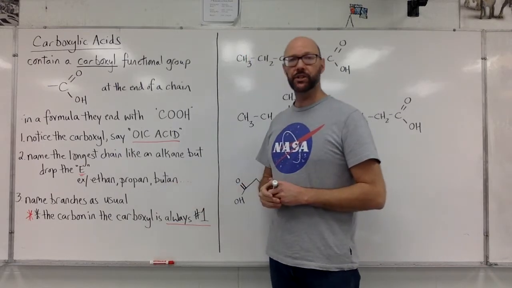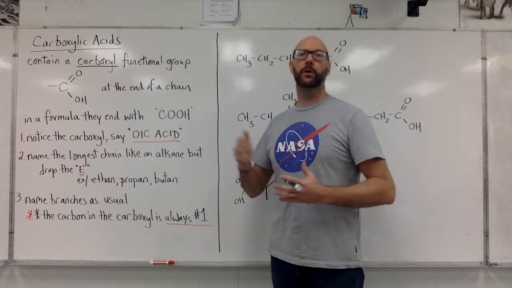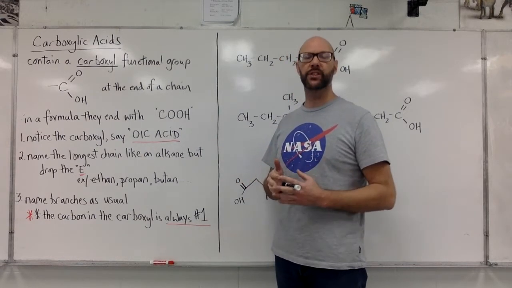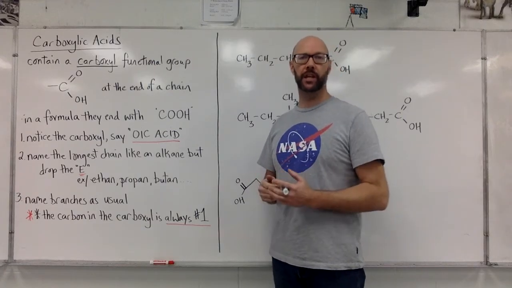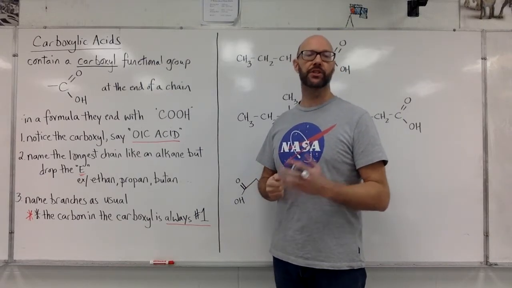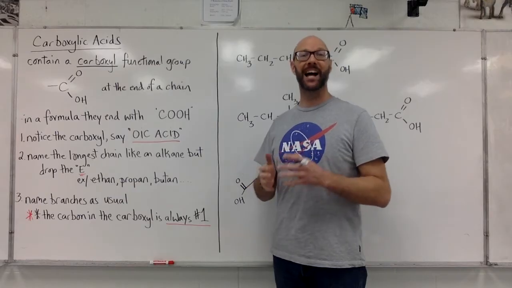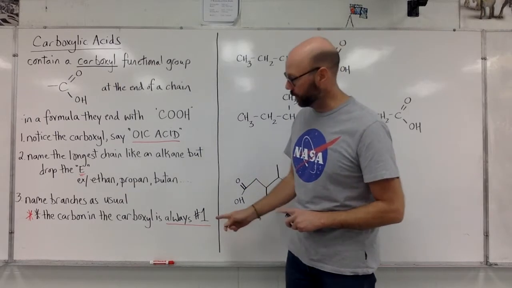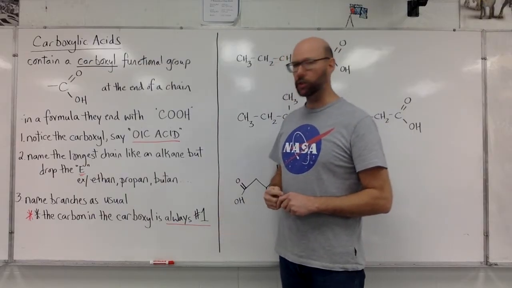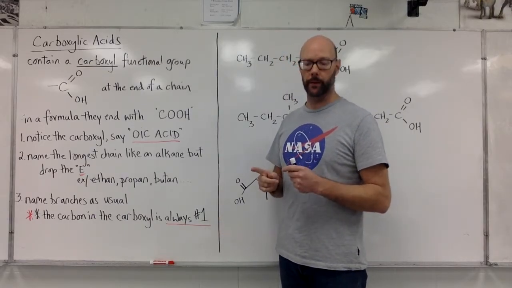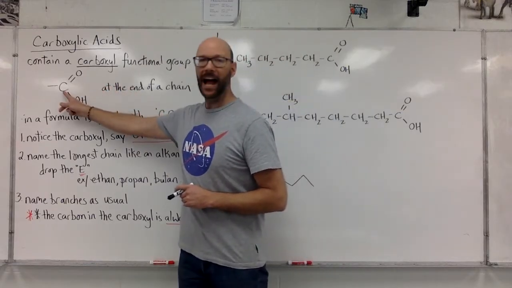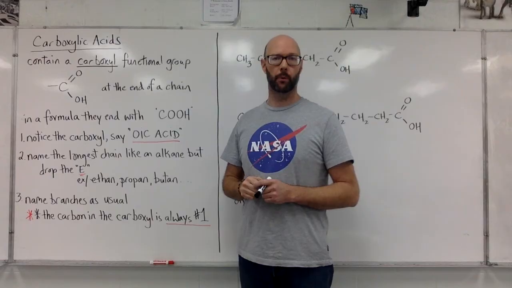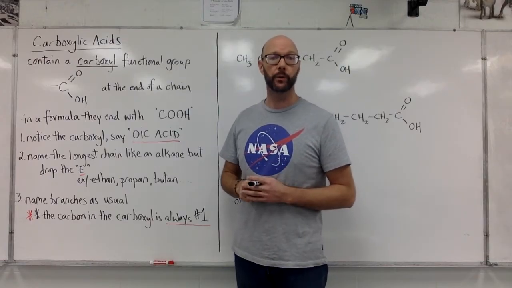We're going to name the branches as usual: methyl, ethyl, fluoro, chloro. If there's two of the same, say di, three of the same, say tri. Name branches in alphabetical order. Assign digits to show the location of the branch. But one thing that's special, the carbon in the carboxyl chain is always number one. This carbon right here at the end of the chain, where the fancy business is going to be, is carbon number one. Let's take on a few examples.